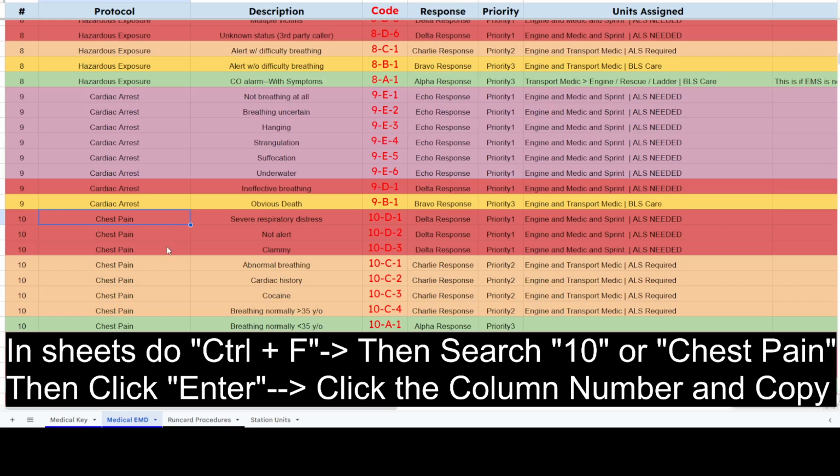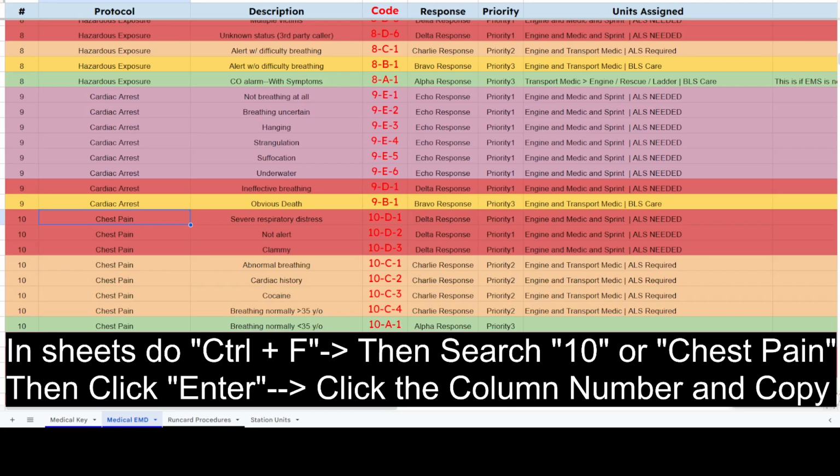Each protocol is highlighted in its own color that identifies the protocol's medical response, which we talked about before, being Alpha, Bravo, Charlie, Delta, or Echo. We will search through these to be able to identify what response code best meets our call. You want to go from lowest to highest. In this case, we know that the male is experiencing chest pain and that he's having problems speaking and breathing. This would suggest an abnormal breathing related chief complaint.